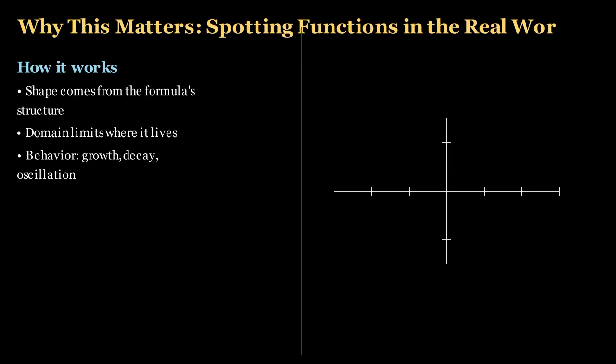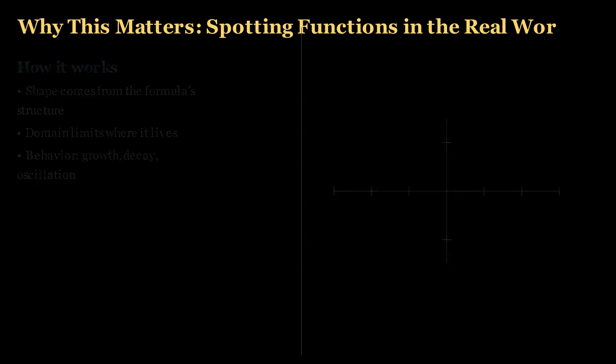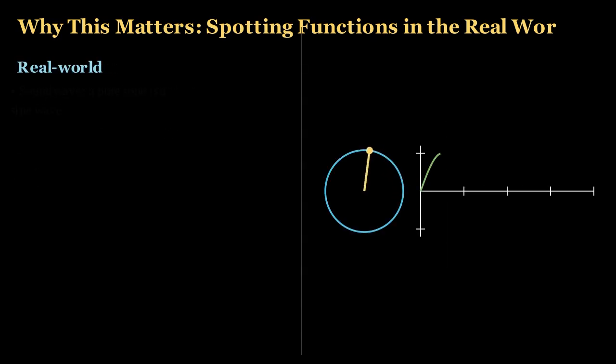Let's make it concrete with a sound wave. A pure musical note, like the A above middle C, vibrates the air 440 times per second. We can model that pressure change over time with a sine function. The input is time, the output is air pressure. The wave's height, its amplitude, is how loud the sound is. The number of cycles per second, the frequency, is the pitch.